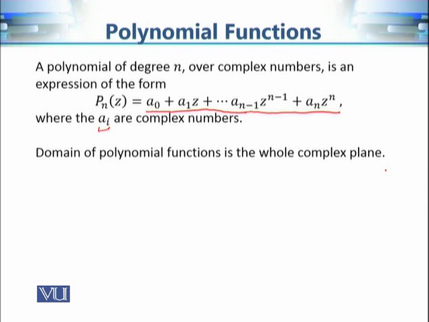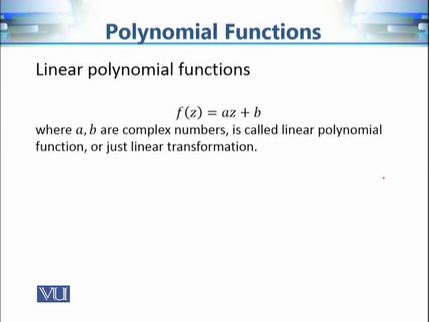In other words, we can evaluate polynomial on any complex number from the complex plane. Now this a n is the leading coefficient, and this n, which is the highest power in a polynomial, is the degree of the polynomial, which in this case is n. Now let's have a look at some special polynomials. So one of the special polynomials is linear polynomials. In other words, when the polynomial has degree n is equal to 1. Now these are called linear polynomials because the degree of z in this case is 1, and of course the coefficients are complex numbers. Now these polynomials have very interesting geometrical properties which we will see in our further discussions.